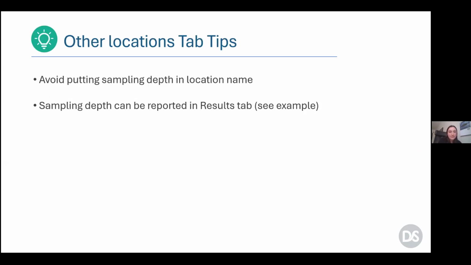So just a couple tips on location, or one here essentially. Sometimes I've seen people put sampling depth in the location name, and we don't recommend this because it's not really a standardized way of reporting this information. So if you have sampling depths you'd like to report, I'll get to this in a few slides, but you can basically input this in its own field in the results tab. I'll show you an example in a few minutes.